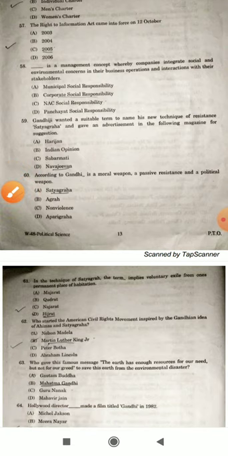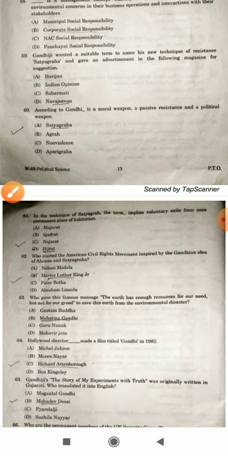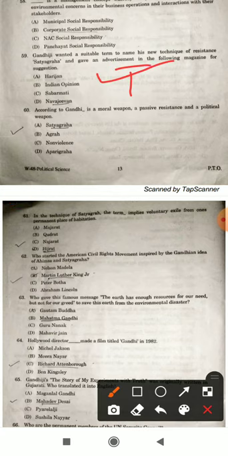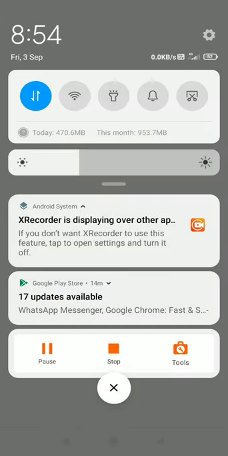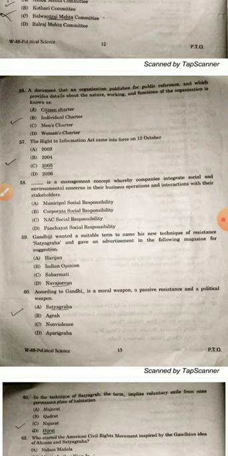Question number 58. This is a management concept whereby companies integrate social and environmental concerns in their business operations and interactions with their stakeholders. Answer is B. Corporate Social Responsibility. Question number 59. Gandhiji wanted a suitable term to name his new technique of resistance, Satyagraha, and gave an advertisement in the following magazine for suggestions. Answer is Indian Opinion. Answer number B, Indian Opinion.